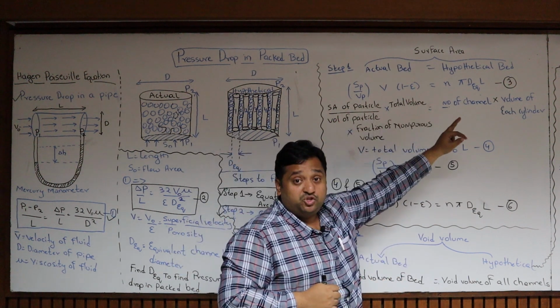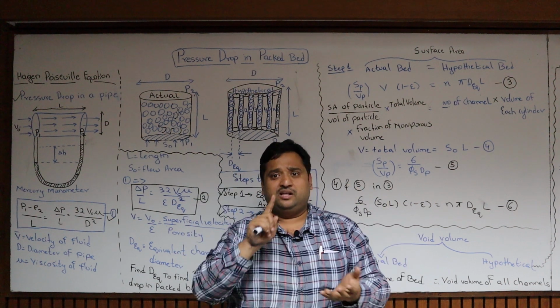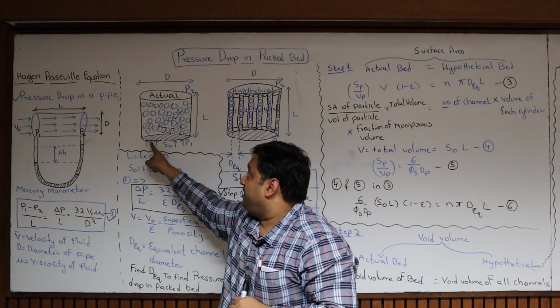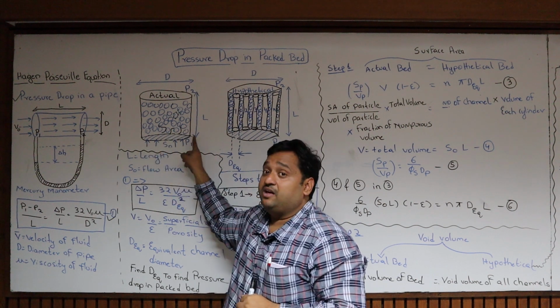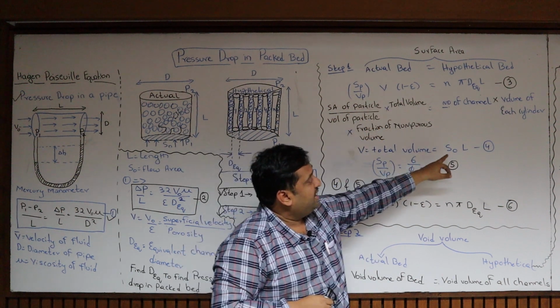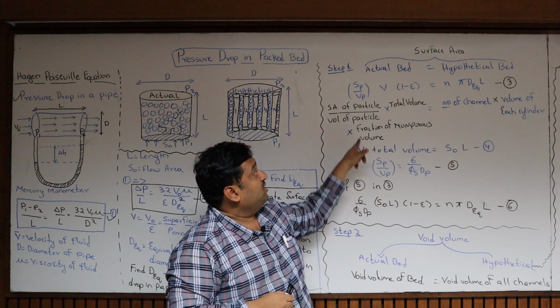So if you equate these two, what is the volume? What is the volume of the cylinder? Surface area into length. S0 is the cross-sectional surface area available for the flow. So V is nothing but S0 into L. Substitute in this equation, you get SB by Vp.